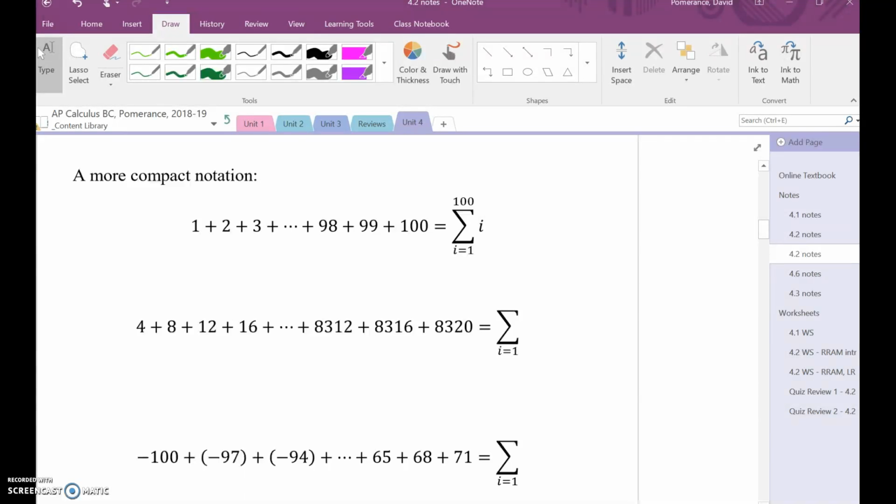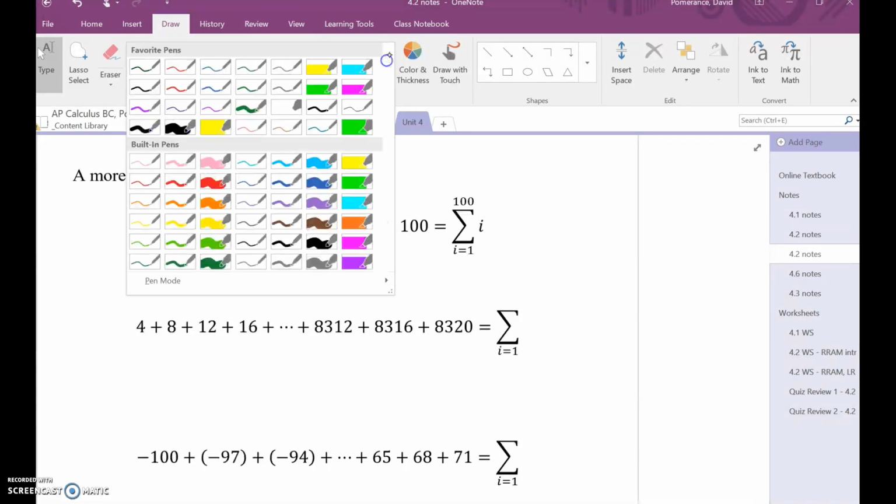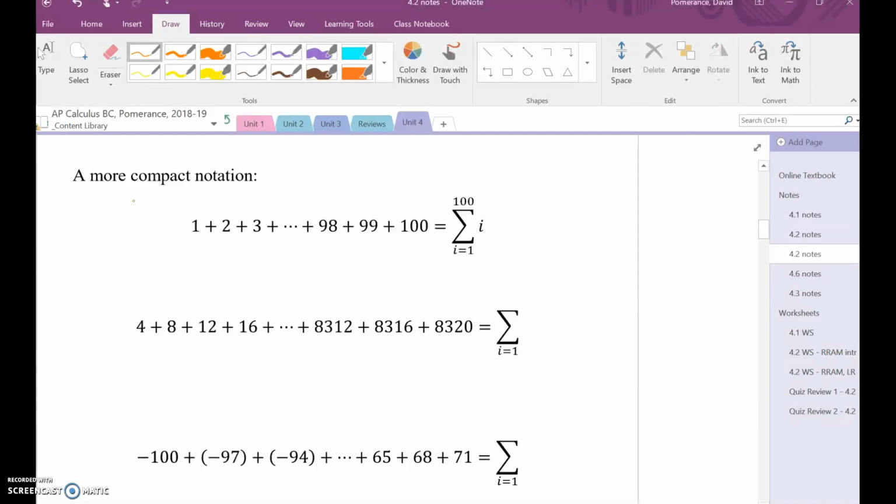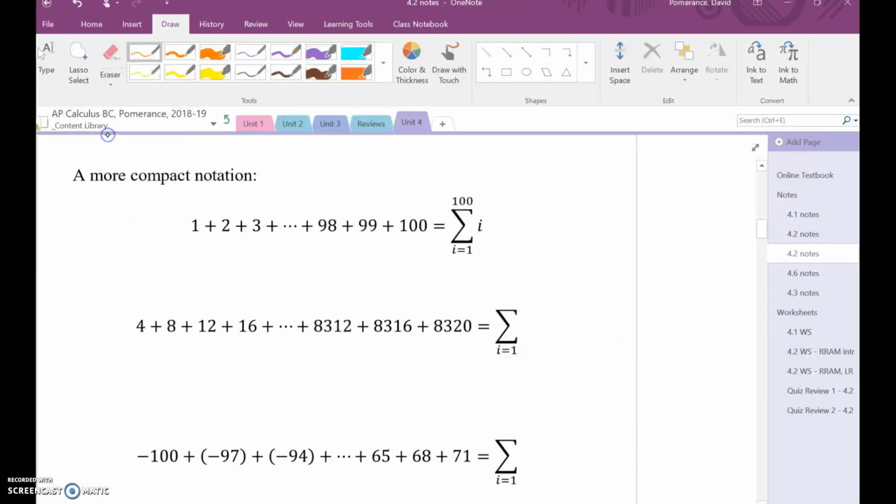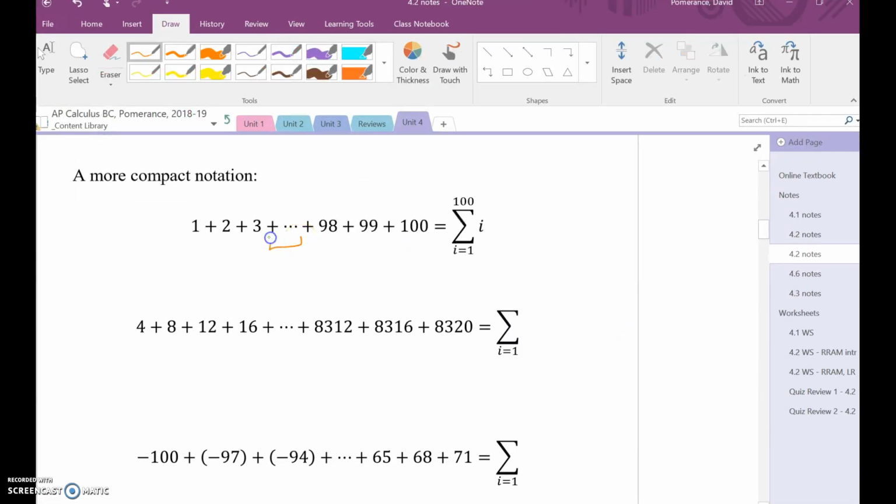Instead of listing out all 100 numbers, or using the ellipses that I've got right here, we can use something called summation notation. This sigma here is a Greek letter. It stands for sum. S is the first letter in sigma, and it's the first letter in sum. And what this tells us to do is to add up all the different values of i, starting with i equals 1 and going to 100.